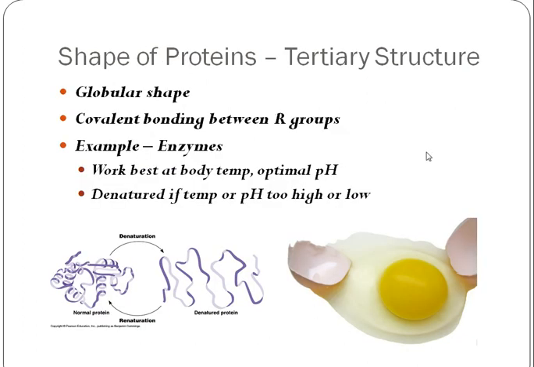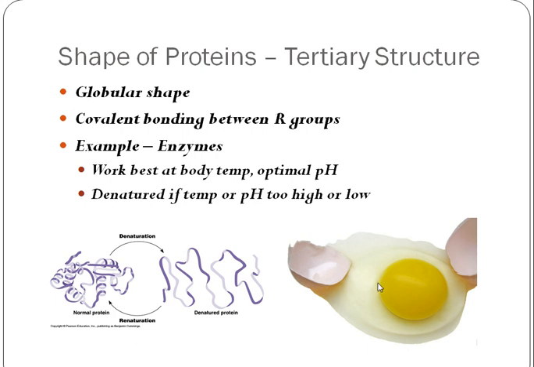Then tertiary, number 3. Now we have a globular shape going on. So instead of just hydrogen bonds, we now have covalent bonding between our groups. Enzymes do this, and that is why your body temperature and pH have to stay in a certain range, or your enzymes will uncoil, otherwise known as denatured.